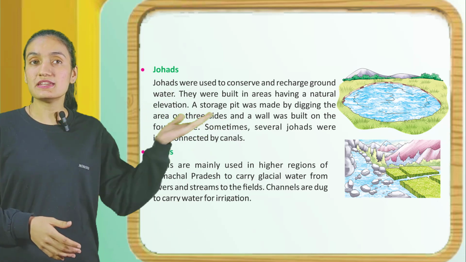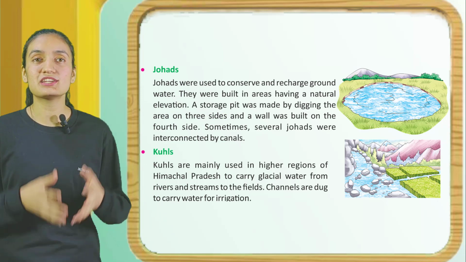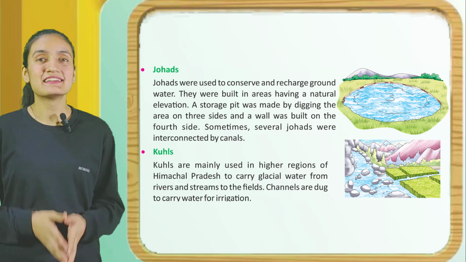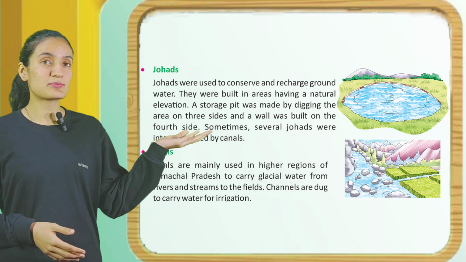Now, kuhis. Kuhis are mainly used in higher regions of Himachal Pradesh to carry glacial water from rivers and streams to the fields. Channels are dug to carry water for irrigation. You can see in this picture.